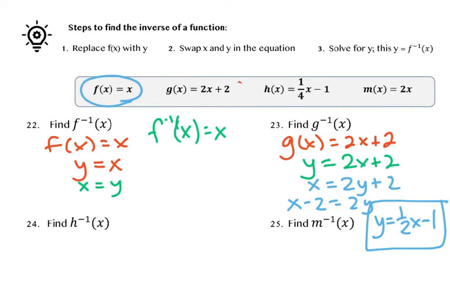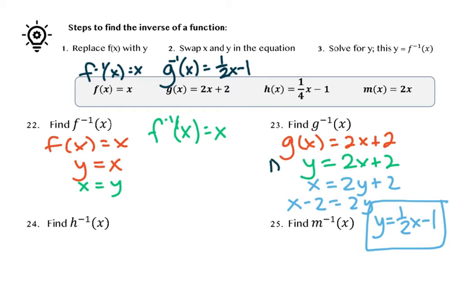So up here above my table, let's write this. I'm going to write f negative 1 of x equals x. This one, g negative 1 of x, is equal to 1/2 x minus 1. So you'll notice that if you compare g of x and its inverse, they're not like just find the reciprocal or anything like that. You've got other things to work with.